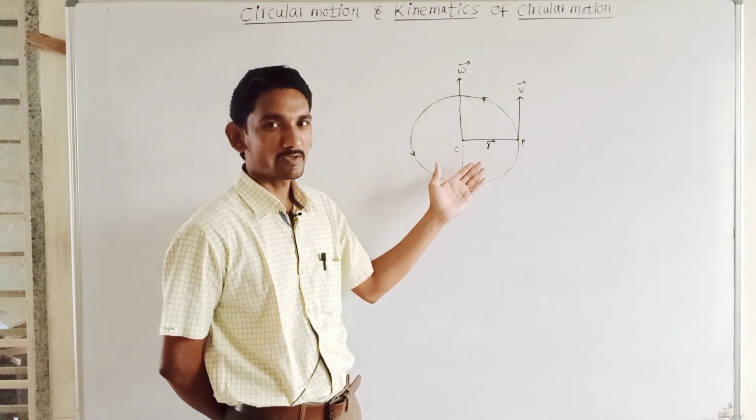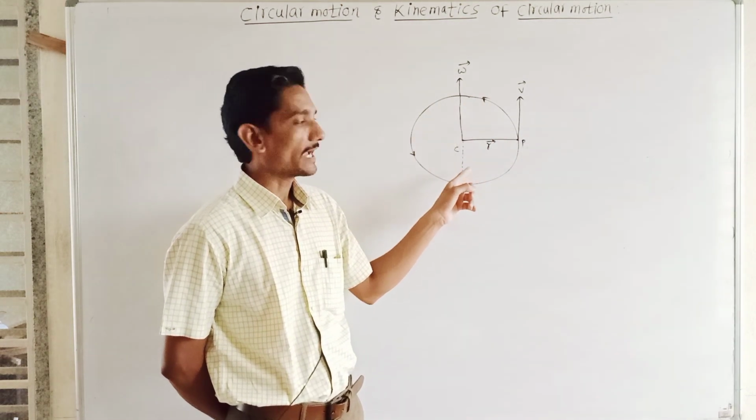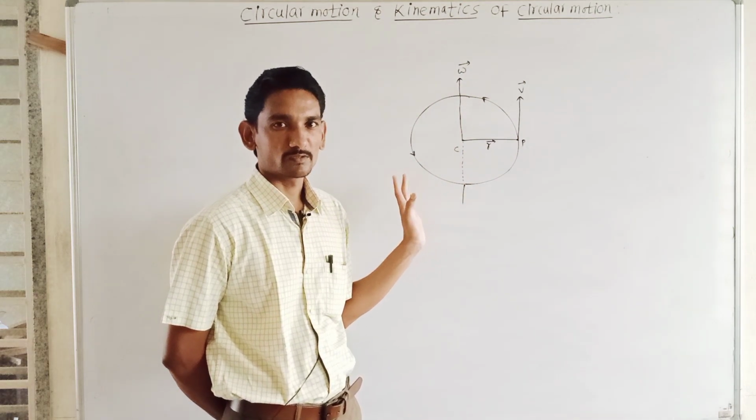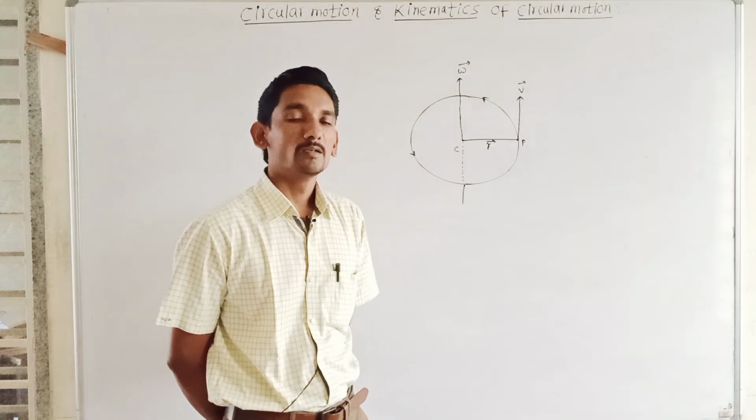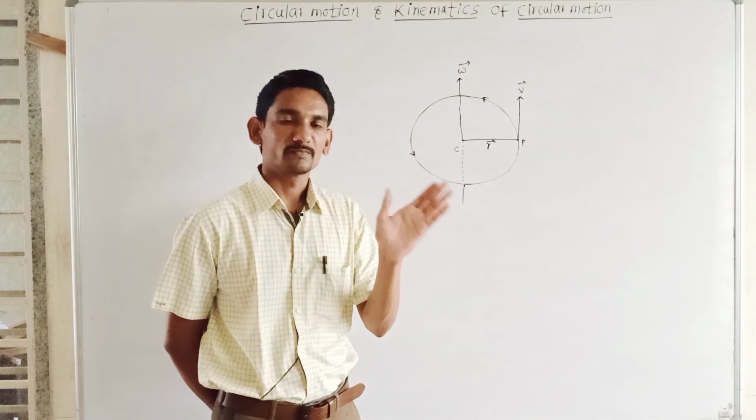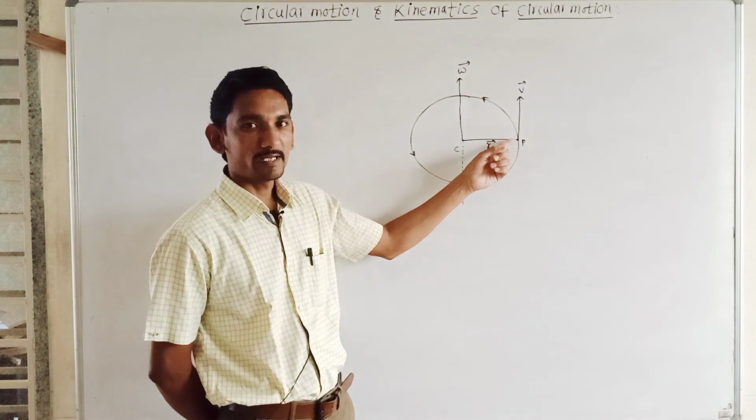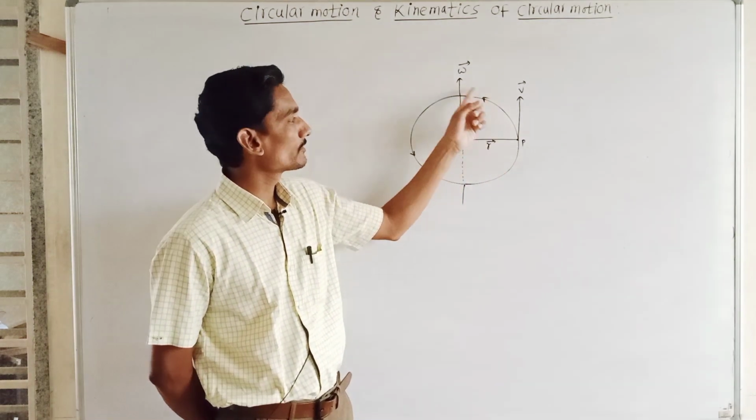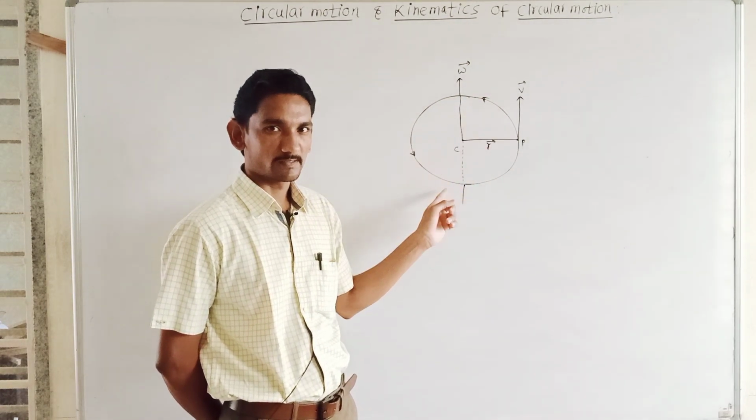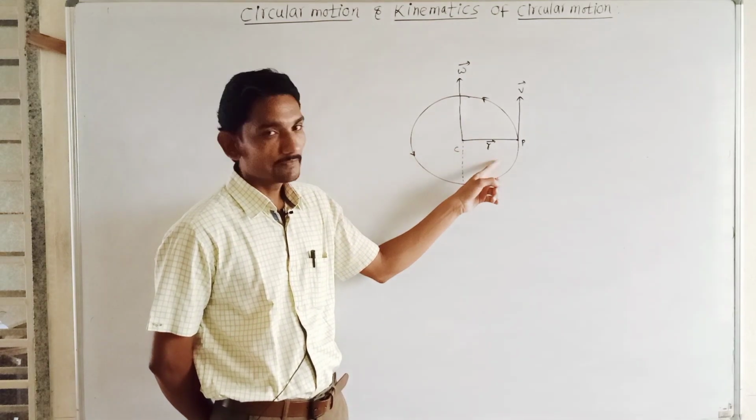What is meant by circular motion? The motion of a particle along the circumference of a circle, that is called circular motion. Or we can say the motion of an object along a circular track, that is circular motion. We are considering the particle performing circular motion in an anticlockwise sense. So what are the characteristics of this circular motion?